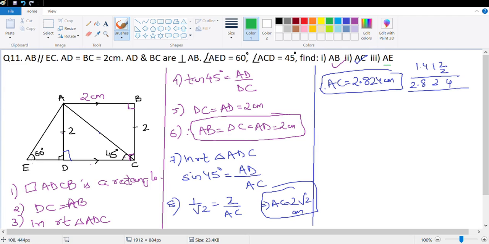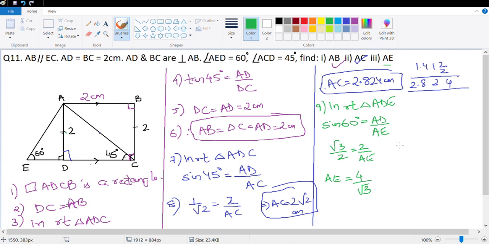Now AE is in the right triangle ADE. I have the perpendicular given. I need to find the hypotenuse, which means I need to calculate sine. So point number 9, in a right triangle ADE, sine 60 degree is equal to perpendicular, which is AD, upon hypotenuse, which is AE. Sine 60 degree is root 3 upon 2. So root 3 upon 2 is equal to AD, which is 2, upon AE, which means AE is equal to 4 upon root 3 centimeter.